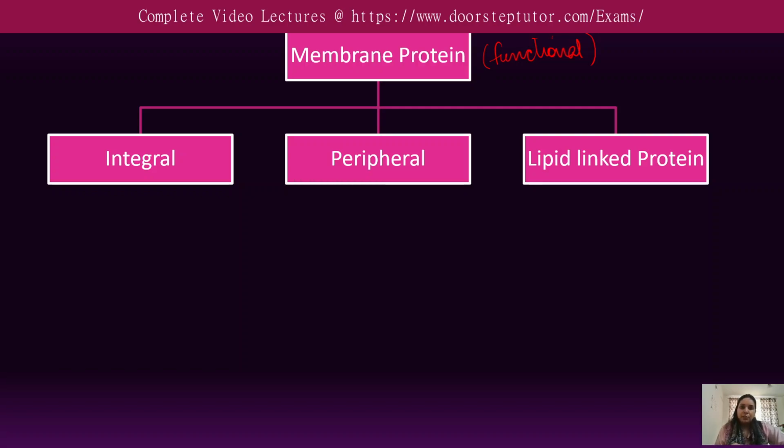Membrane protein. There are three types of membrane proteins present in the plasma membrane. The first one is integral protein, the second one is peripheral protein, and the third one is lipid linked protein.